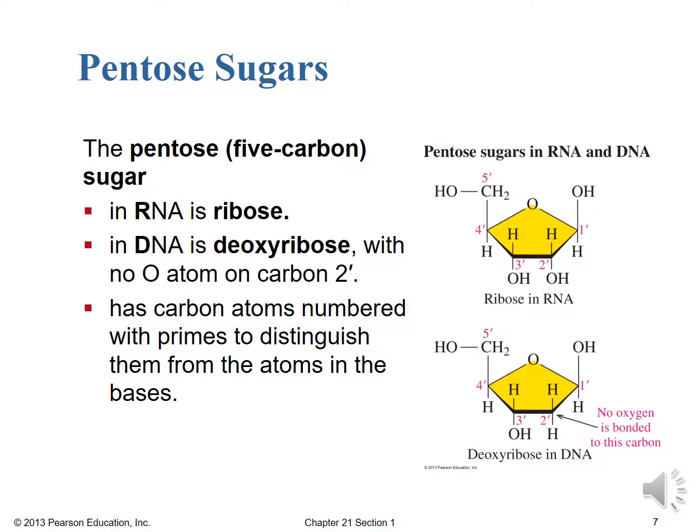So we have the carbon atoms numbered with primes to distinguish them from the atoms in the bases, right? The bases were nitrogenous bases, but they also had lots of carbons as well. So that's why we use the prime system here to denote the numbering of the 5-carbon sugar carbons as opposed to the carbons that are contained in the bases themselves.